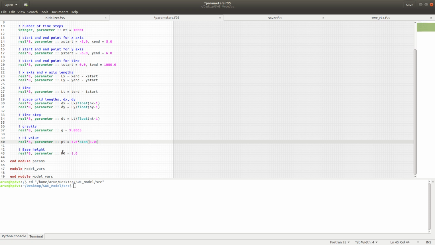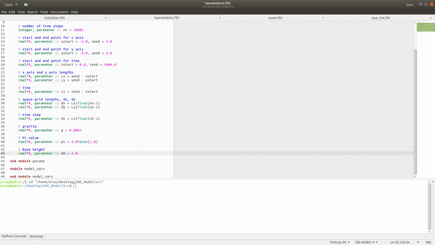And then we're going to give the base height for these equations. If you notice, shallow water equations are applicable to a water body or a fluid body wherein the vertical height is very small compared to the dimensions along the x and y directions. So I'm just going to keep the base height to be 1 meter.